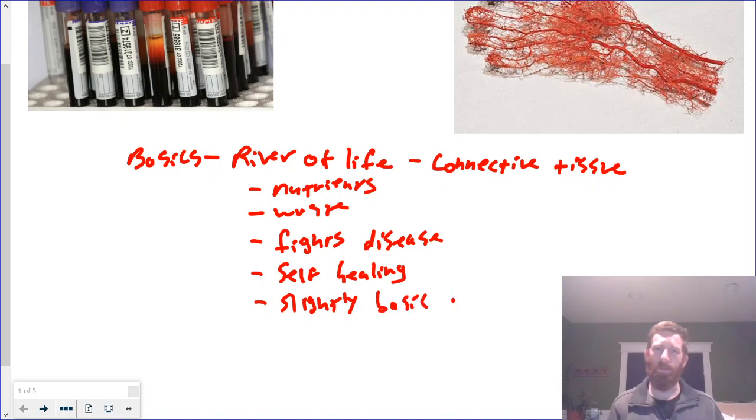Blood is slightly basic. It has a pH of about 7.4. There's a range, 7.35 to 7.45 is what your book says. This was interesting: it's actually slightly warmer than body temperature. It averages about 100.4 degrees Fahrenheit. Your book didn't go into why.